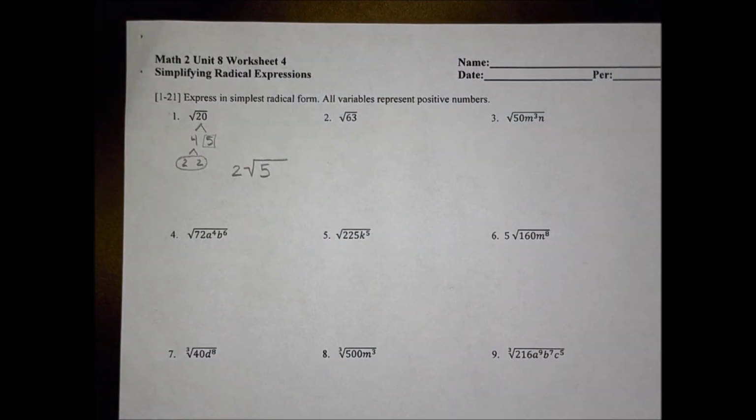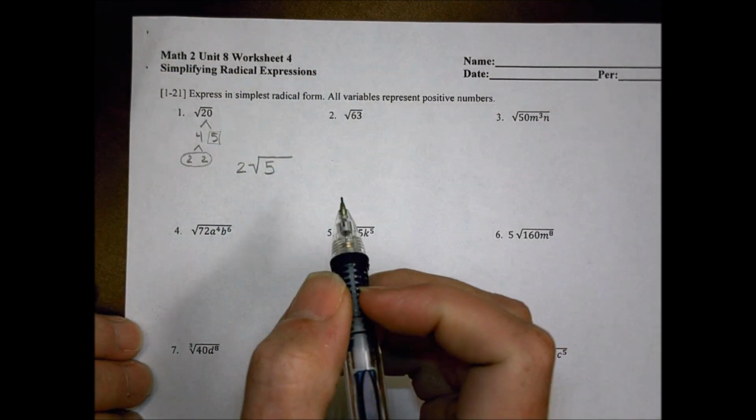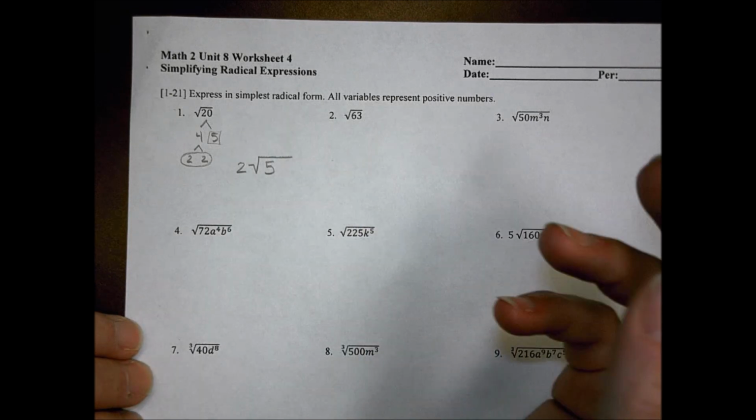In this case, that's all I need to do. I have a 2 root 5, square root of 5. That's my final answer there.